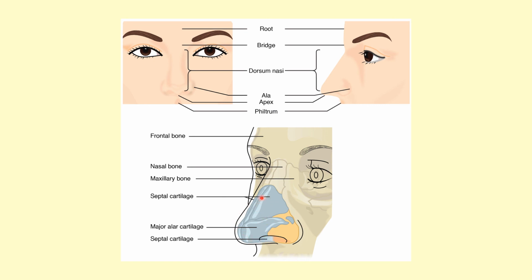You do have this septum in the middle, dividing into the right and the left side of the nose. So it's right in here. Some people have a deviated septum, and that's what they're talking about: instead of just being straight, it's maybe off to one side.